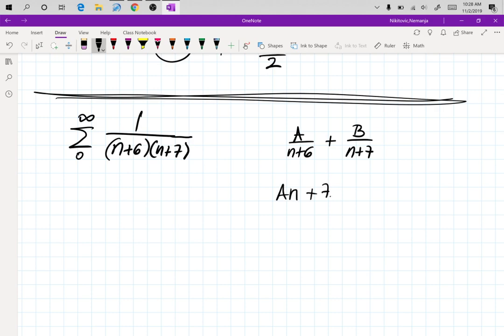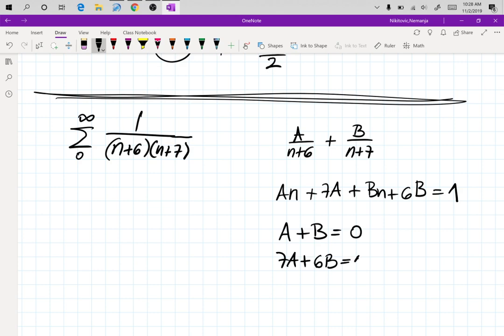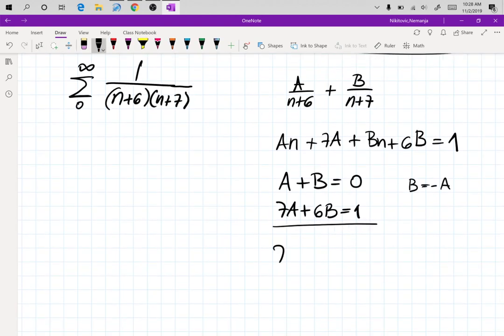n plus 7a, bn plus 6b is equal to 1. So a plus b equals 0, and 7a plus 6b equals 1. From the first equation, b equals negative a, so 7a minus 6b equals 1, a equals 1, therefore b equals negative 1.